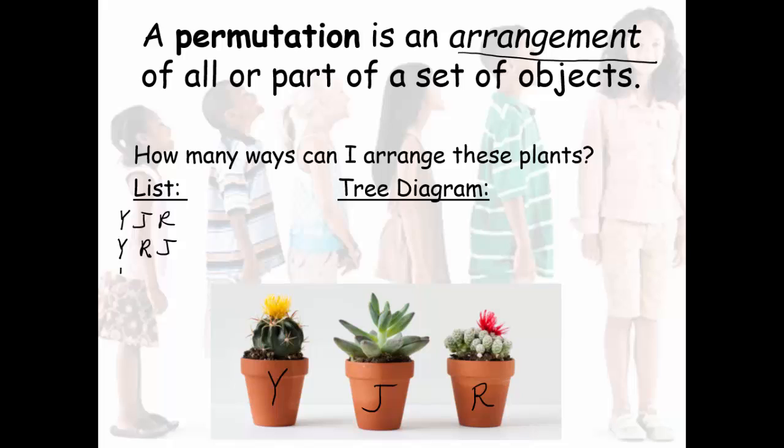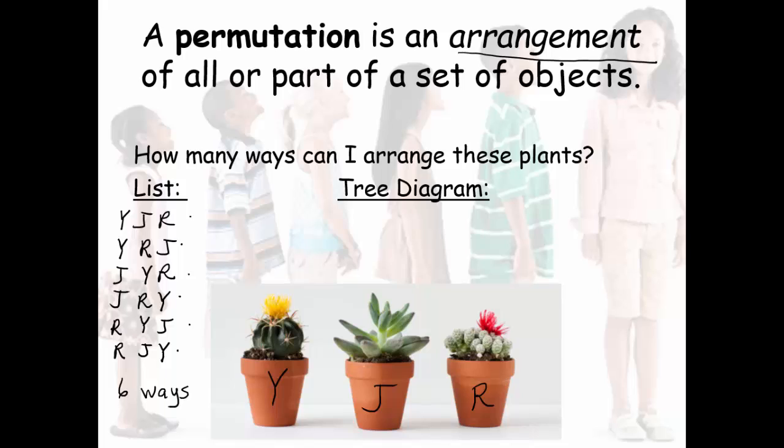So let's try putting jade first. If jade was first, then I could do jade, yellow, red, or I could do jade, red, yellow. And of course I could do red first. So if red was first, I could do red, yellow, jade, or I could do red, jade, yellow. And at this point, if you're thinking, wow, she wastes a lot of time trying to decide how to arrange her plants on a shelf, that is true, but it's all for the higher purpose of mathematics, so hang in there with me. All right, so according to my list, that's all I can think of. I can't think of any other arrangements. So 1, 2, 3, 4, 5, 6 different ways. So my answer would be 6 ways.